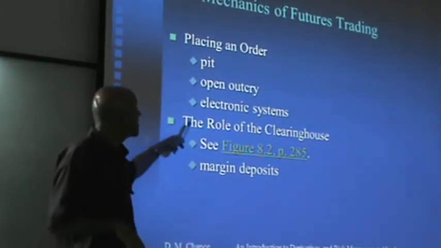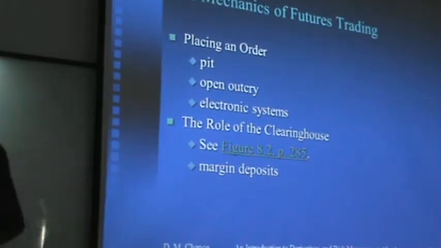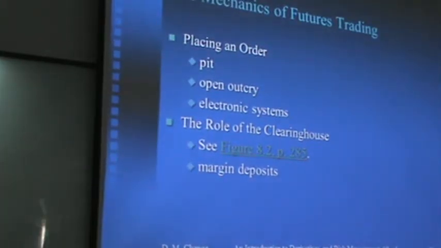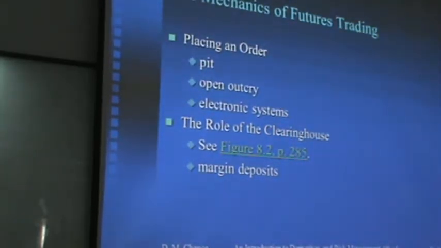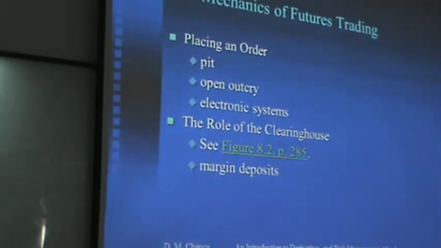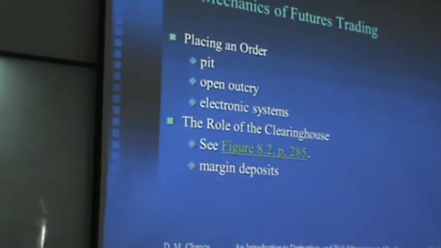And here is the role of the clearinghouse. Let's see 8.2. What is it on 8.2? The role of the clearinghouse. Types of futures contracts. We're supposed to do this daily settlement. Daily settlement. I will see 8.2. Daily settlement example.